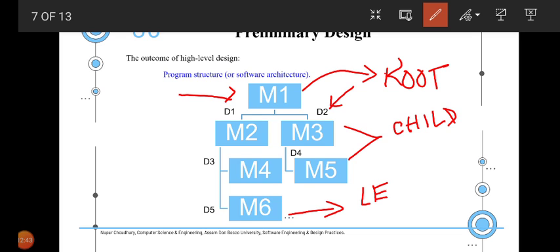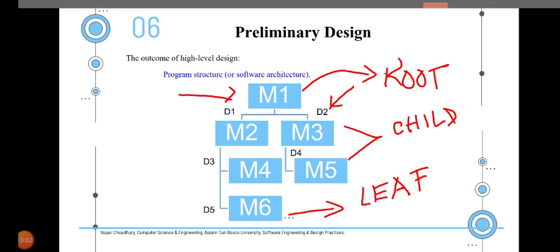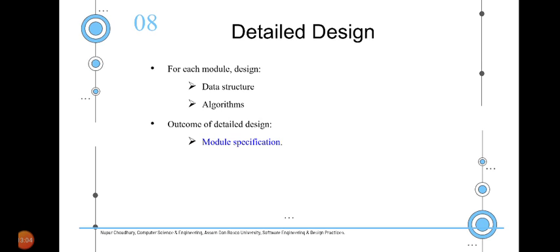So the root is broken down into the child nodes and finally gets terminated in the leaf nodes. That we already know, and the same representation, like that of a tree, can be used in order to represent a particular project from a broad perspective. So next, moving ahead to the detailed design.